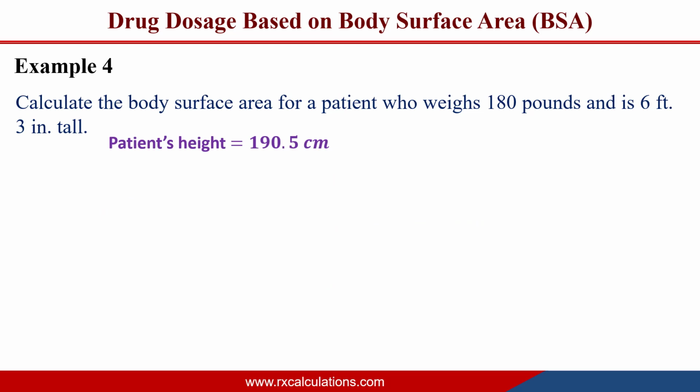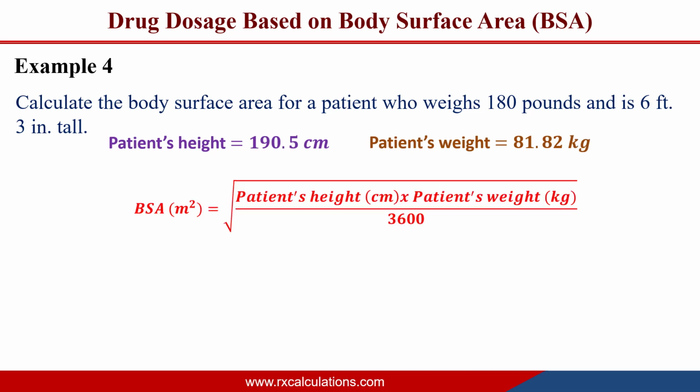So patient's height is 190.5 centimeters. The patient's weight is 81.82 kilograms. And so now we use the equation which says BSA in meters squared is equal to the square root of patient's height in centimeters times patient's weight in kilograms divided by 3600. So we go ahead and put in the values into the equation.